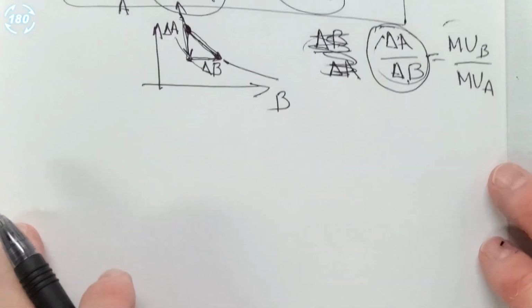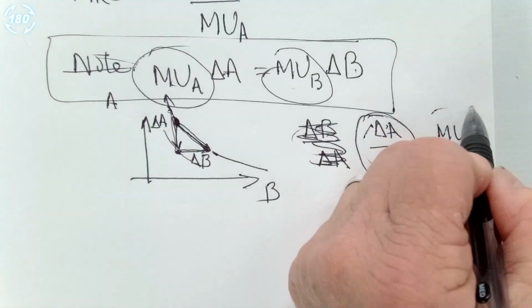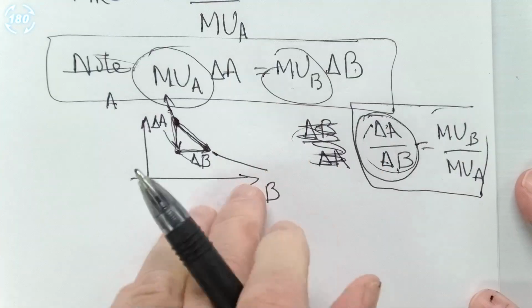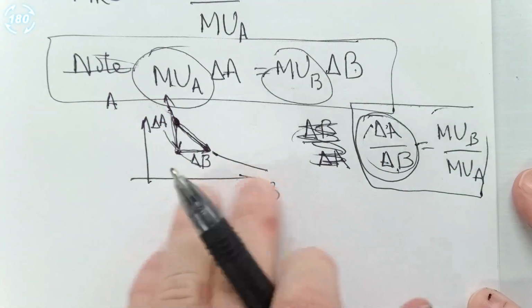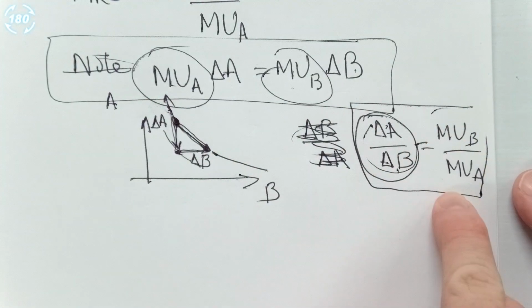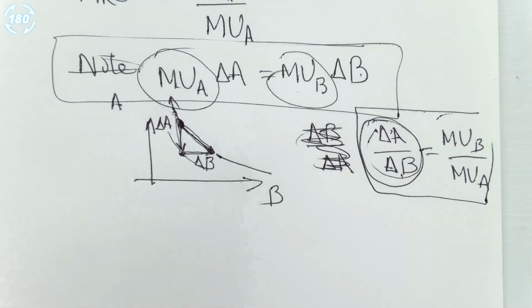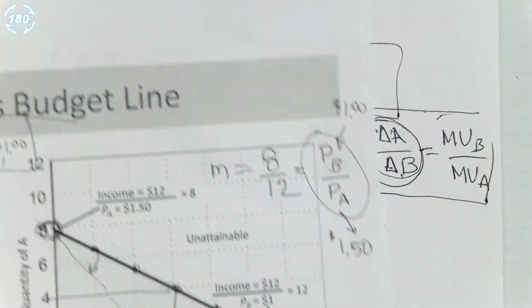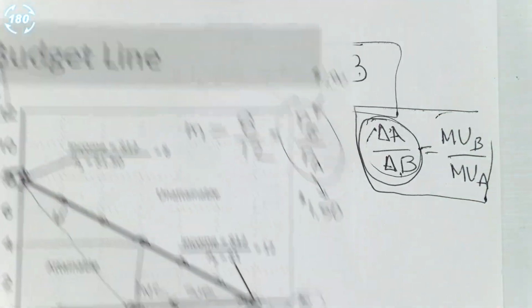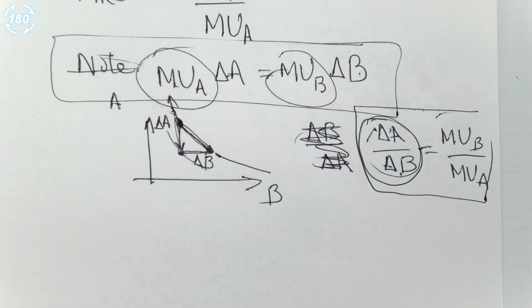All right, so now I'm going to draw this picture, okay? This is the second thing to file away. The slope of an indifference curve is the ratio of the marginal utilities. The slope of a budget line is what? Remember that? Is the ratio of the prices. Didn't we get that just a moment ago when I wrote this thing right here? The slope of a budget line is the ratio of the prices. The slope of a utility curve is the ratio of the marginal utilities.